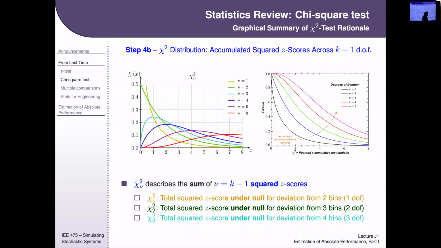And increasing the degree of freedom, or increasing the number of bins, increases our tolerance for error. In other words, the statistic that corresponds to an alpha of 0.05, that critical statistic, is going to get larger and larger as the number of bins gets larger, because we're saying that, yeah, if we have more bins, we're just naturally going to accumulate more error. And so we need to allow for more error. And so that's what's happening as you go from 1 degree of freedom to 5 degrees of freedom.